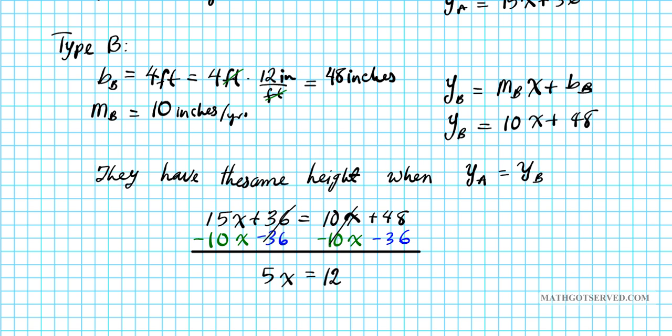Lastly, we'll just divide both sides by 5, and that yields x is equal to 12 over 5 years. Okay, 12 over 5 years, or 2.4. Okay, it's the same thing as 2.4 years. Don't forget your units. Okay, so that's that.